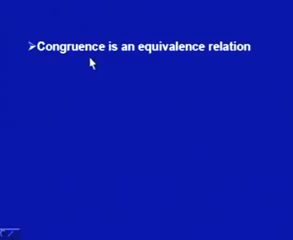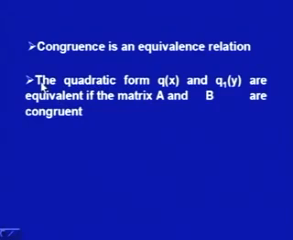We further prove that congruence is an equivalence relation. By equivalence relation I mean that A is congruent to A, and if A is congruent to B, then B is also congruent to A, that is the symmetric relation. And finally transitive, that is if A is congruent to B and B is congruent to C, then A is congruent to C. These things can be very easily proved, and we conclude that congruence is an equivalence relation. The quadratic forms Q(x) and Q1(y) are equivalent if the matrices A and B are congruent. So, this is what we derive.